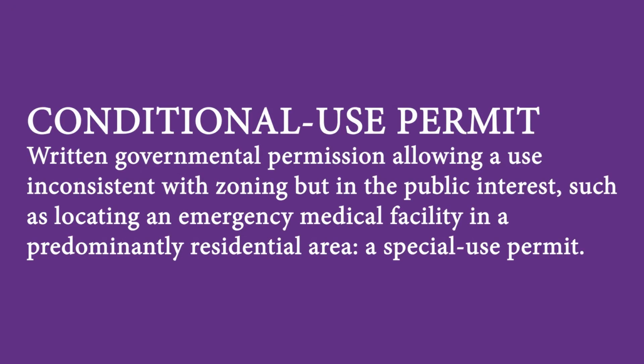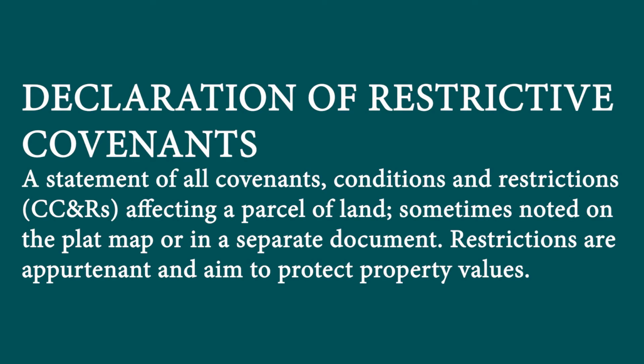Conditional use permit. Written governmental permission allowing a use inconsistent with zoning but in the public interest, such as locating an emergency medical facility in a predominantly residential area. A special use permit. Declaration of restrictive covenants. A statement of all covenants, conditions, and restrictions affecting a parcel of land, sometimes noted on the plat map or in a separate document. Restrictions are appurtenant and aim to protect property values.